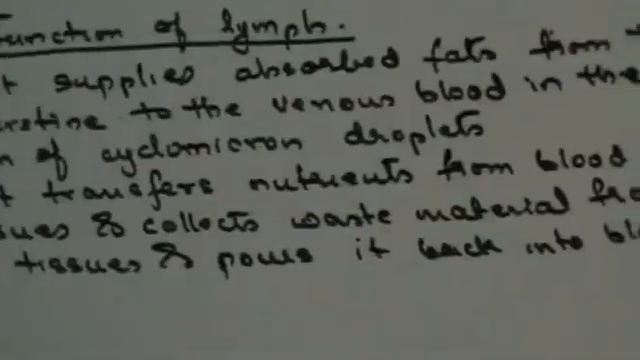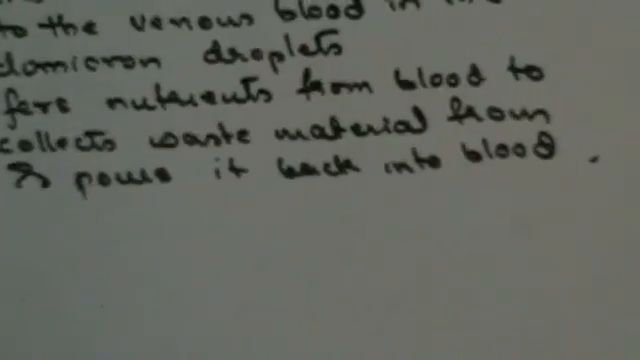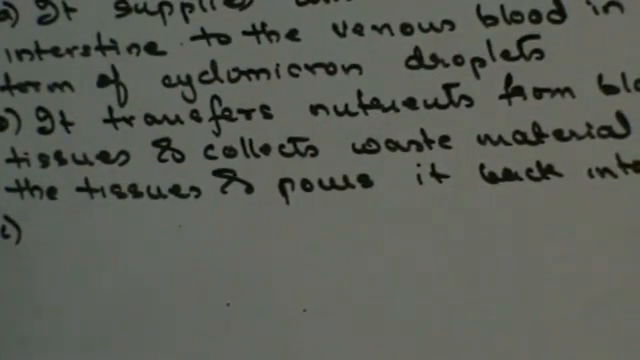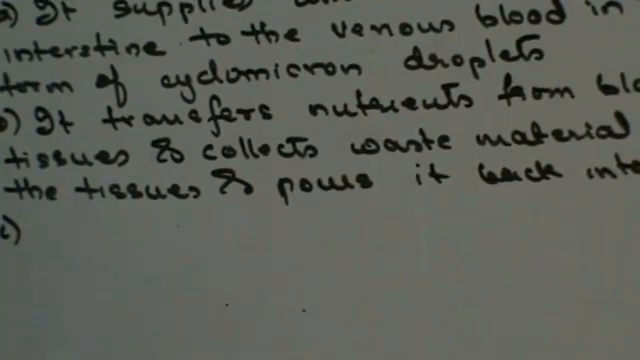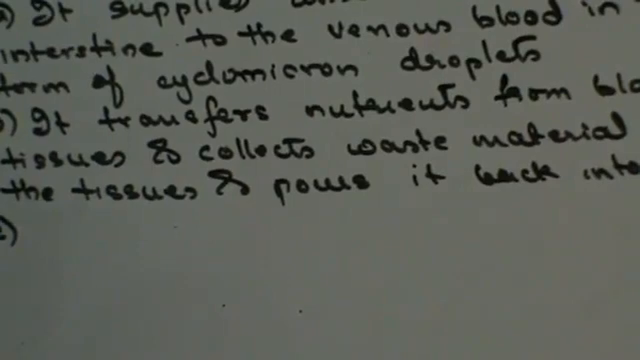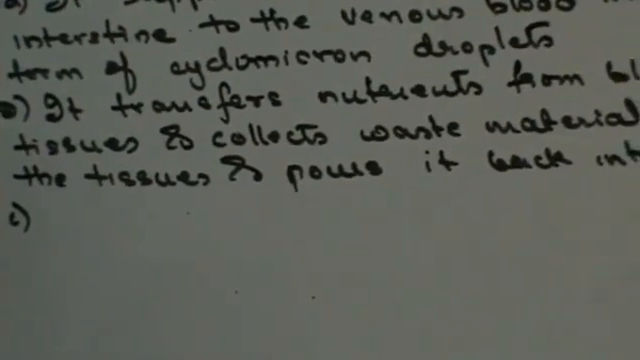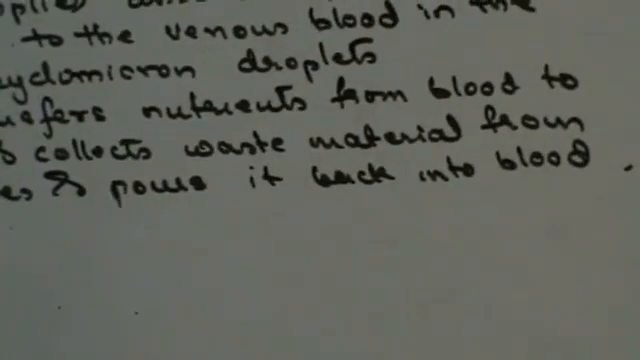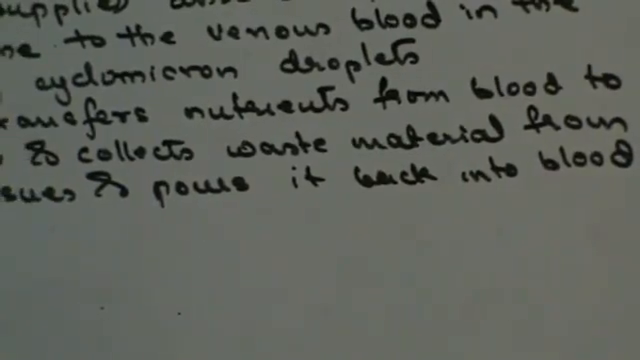Then it serves to return excess tissue fluid and metabolites to the blood. So what are the excess tissue fluids that are produced? You have certain enzymes that would activate these tissues, so you would have a certain amount of excess tissue fluids. These have to be returned back. I cannot store those fluids in the tissue, so they are returned back with the help of your lymph fluid.